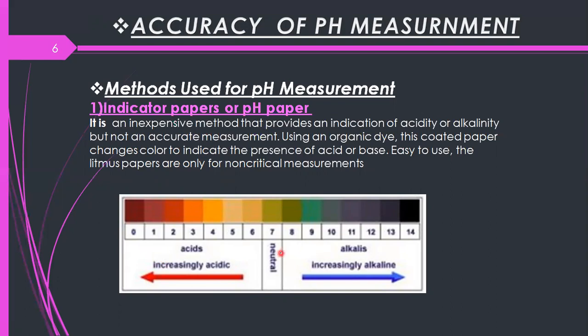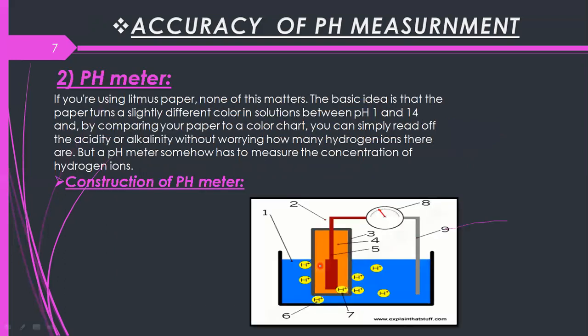For example, from this figure we can see if the solution is highly acidic, it will turn dark red. And if the solution is alkaline, it will turn black. So this is how we indicate the different solutions with the help of indicator paper. The next method is the pH meter. Why do we use a pH meter instead of indicator paper?